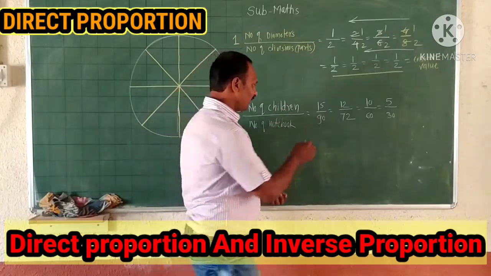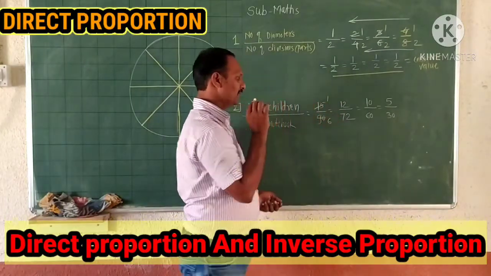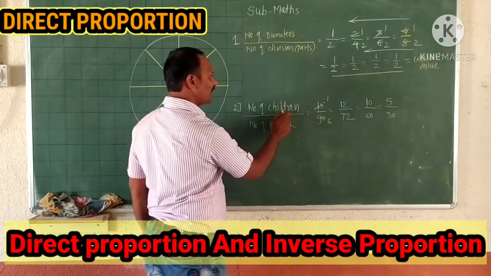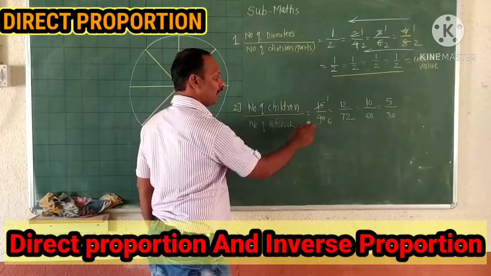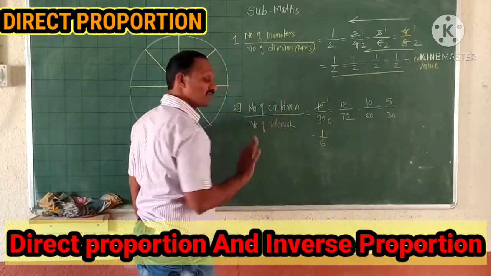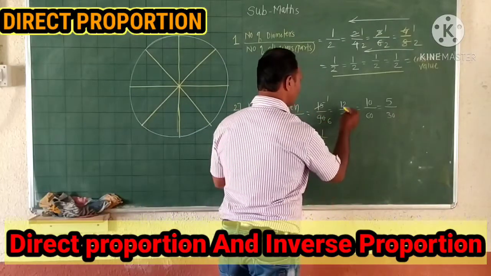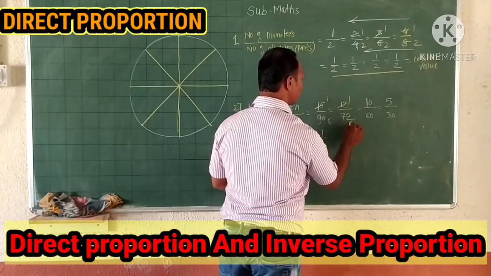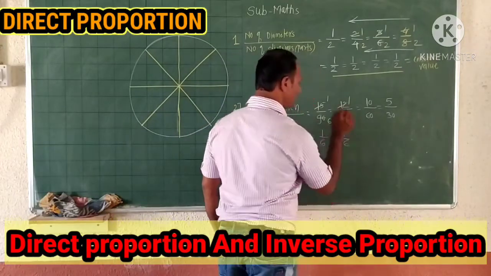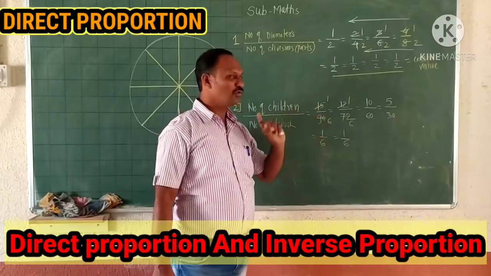Then you divide this. 15 ones are 15, 15 sixes are 90. Means here one child has how many notebooks? 6. So you write here one child has 6 notebooks. Okay. Now you see here the second example. 12 ones are 12, 12 sixes are 72. There is also 1 upon 6. Means one child has 6 notebooks.